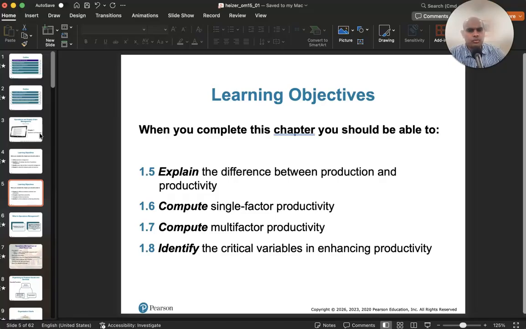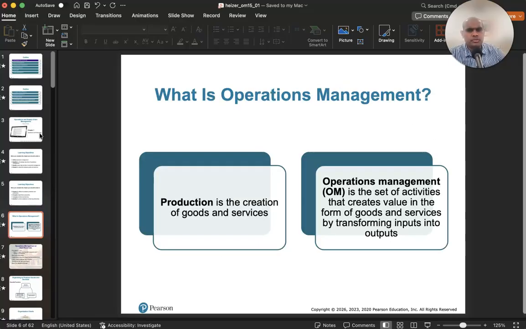In this particular video, we'll be talking about the basics of operations management. What is operations management? Before we define operations management, we have to define the idea of production. Production, as you might imagine, is the creation of goods or services. This is just a basic production.